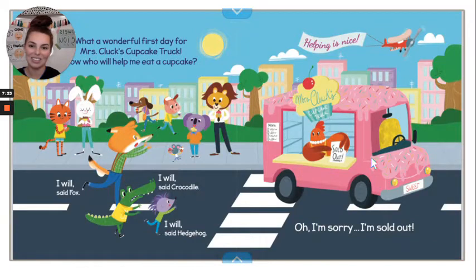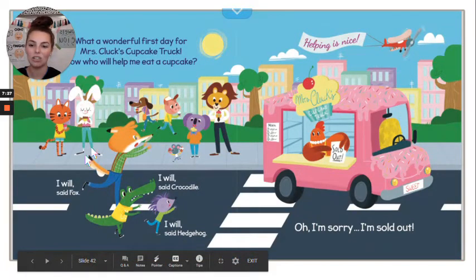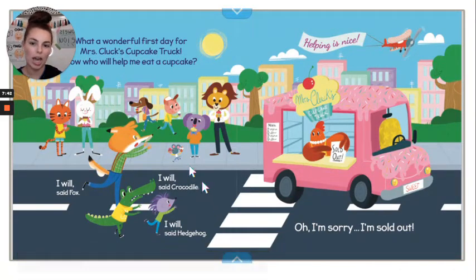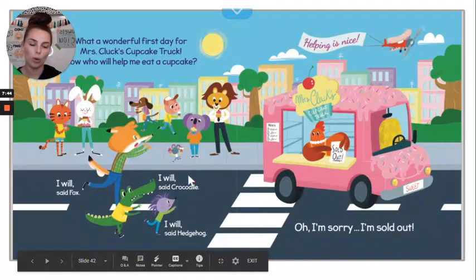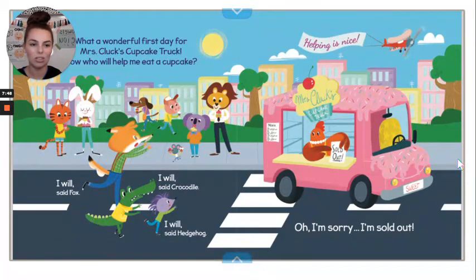Sold out. Everyone bought a cupcake but them. And it looks like they're running. Maybe they were running late. And the sign over here says, helping is nice. Did her friends, did they help her? No. Every time she asked for help, they said no. And that's the end of the story. There's a lot of cool pages, illustrations.